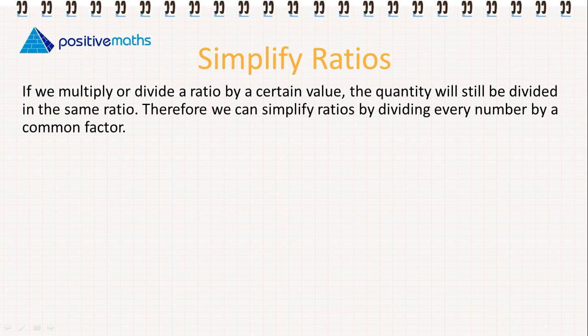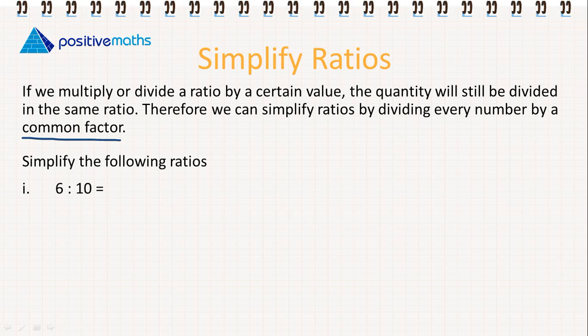Okay, let's go through some examples. So if we multiply or divide a ratio by a certain value, the quantity will still be divided in the same ratio. Therefore, we can simplify ratios by dividing every number by a common factor. So I know that might sound complicated, but let's go through using some examples. Okay, so 6 is to 10. So something is divided into 16 parts, and then we have 6 and 10. So we want to simplify this ratio. So in order to simplify the ratio, we need to find the common factor of 6 and 10.